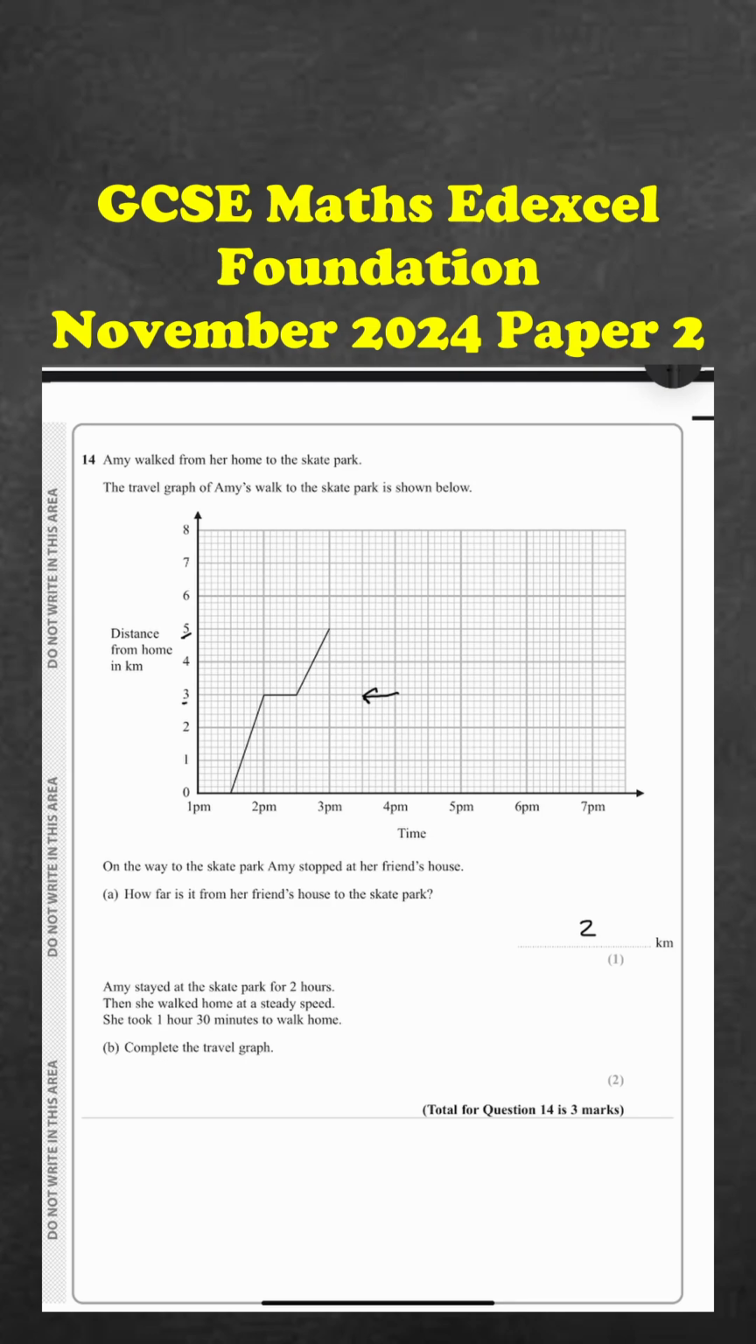Amy stayed at the skate park for 2 hours. Then she walked home at a steady speed. She took 1 hour 30 minutes to walk home. Complete the travel graph. So she stayed at the skate park for 2 hours. So I'm going to draw this horizontally. Use a ruler for this in your exam, please. 5 p.m. Now we know it's going to take her an hour and a half to get home. We need a straight line down to 6:30, which is an hour and a half from now. And again, use a ruler here. There you go. And that is your completed travel graph.